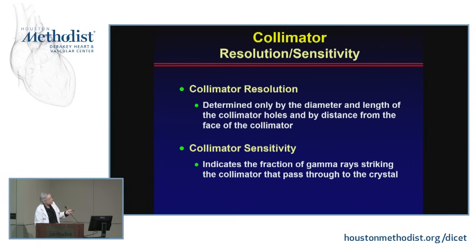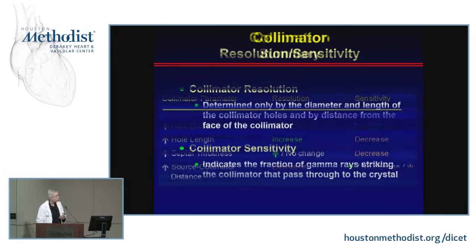As I said, collimator resolution is determined by the diameter and length of the collimator holes and the distance of the object from the collimator face. Very, very important. Collimator sensitivity is also determined by those factors. It's not determined by how far the collimator is from the surface of the crystal, or how far the organ is from the surface of the crystal. But as you make the holes bigger and as you make the holes shorter, your sensitivity will increase, which is the amount of photons that actually hit the surface of the crystal, okay?